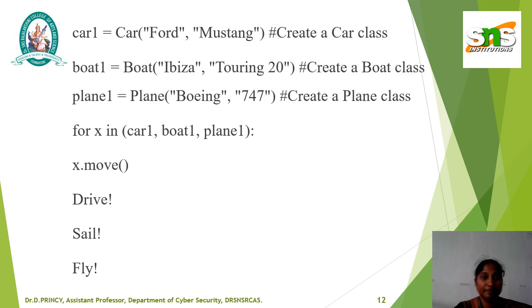When I create the objects of all three classes separately, I can call whichever method we want. car1 is the object of the Car class, boat1 is the object of the Boat class, plane1 is the object of the Plane class. I'm accessing all the move methods by using a loop: for x in car1, boat1, plane1. So car1.move gives Drive, boat1.move gives Sail, plane1.move gives Fly. So giving more than one form is generally known as polymorphism.